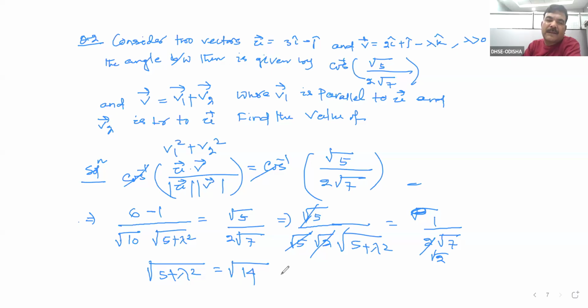This implies 5 plus lambda square is equal to 14, so lambda square is 9. Lambda is equal to plus or minus 3, but it is given that lambda is greater than 0. This implies lambda is equal to 3. Okay, quickly note it. I'll go to the next page.